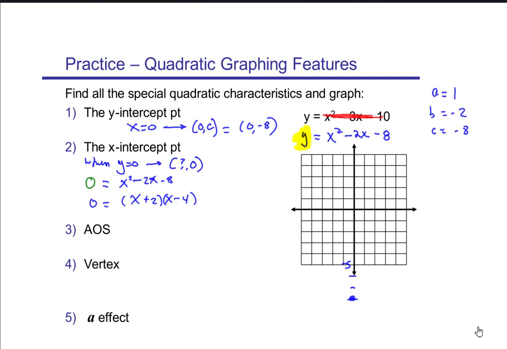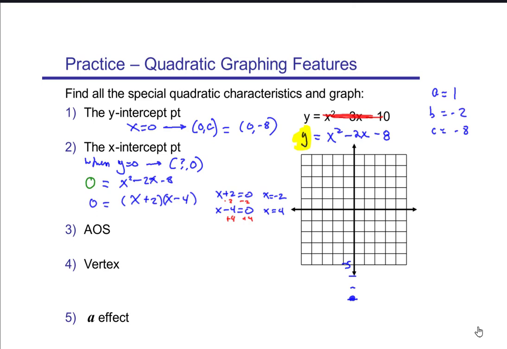And if I solve these two, I have x plus 2 equals 0. And I have x minus 4 equals 0. And I'm a little bit tight on space here, but if I subtract the 2 and I add the 4, I'm going to get two x answers. x equals negative 2 and x equals positive 4.